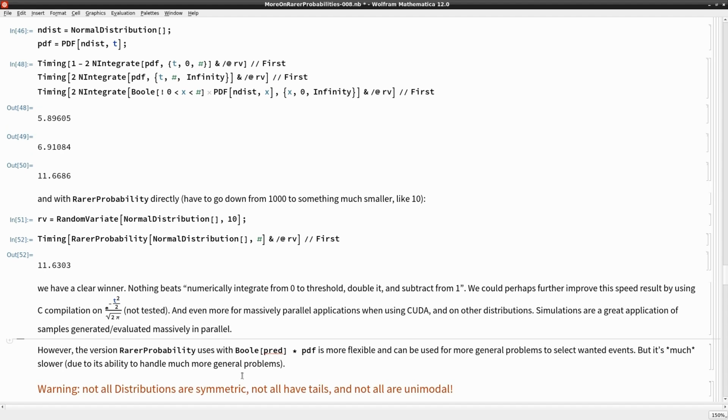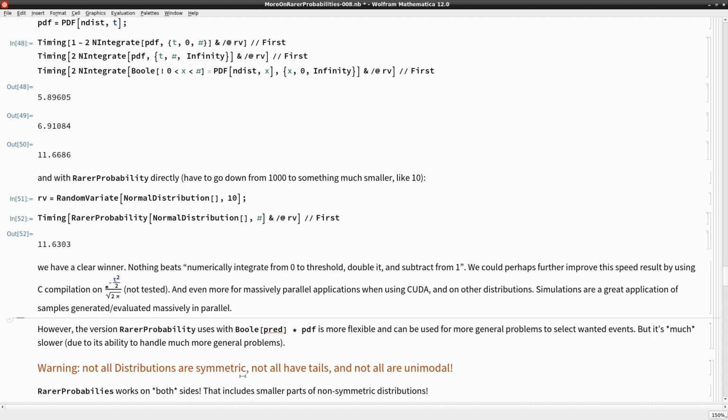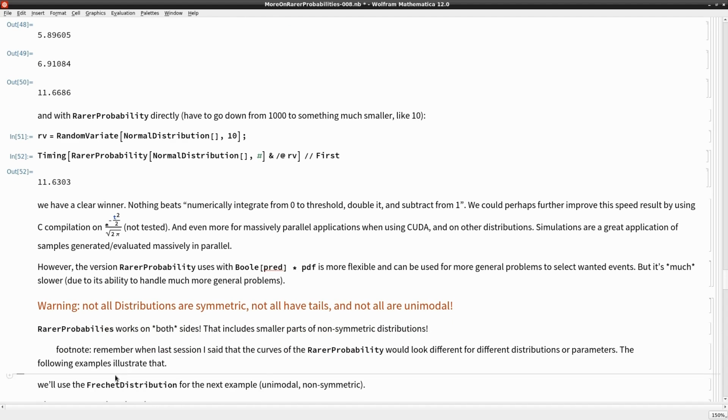Okay, and with that brings me to the second part of today's session. I want to specifically emphasize that not all distributions are symmetric, not all of them have tails, and not all of them are unimodal. So keep in mind, RarerProbability works on both sides, and that includes smaller parts of non-symmetric distributions. And this is oftentimes overseen because sometimes we just look at one side, usually the right side. We're typically using the right tail as the foundation for our reasoning, and then quite often forget the left part of it.